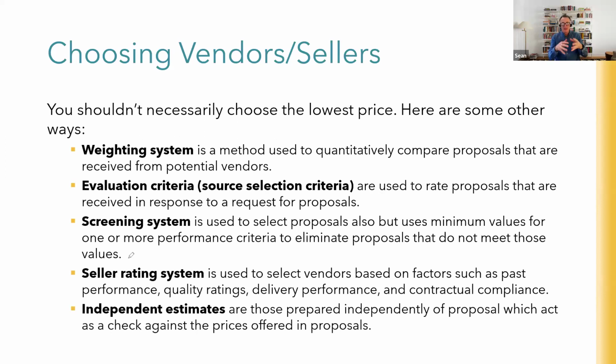This is where you add up the individual scores you've given to everybody, the weighting for it, and out of that you should be able to determine the preferred vendor or seller. Now that doesn't mean you automatically go to them. That starts the process of choosing the contract and negotiating the contract with them.